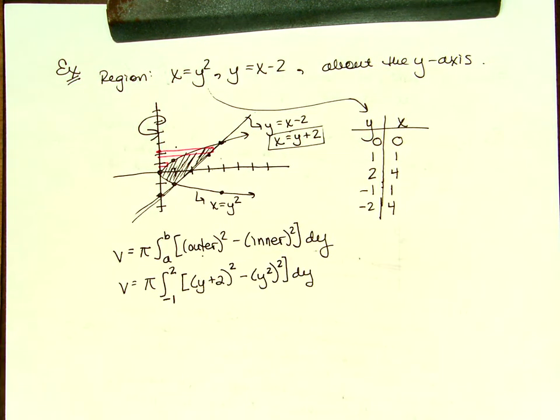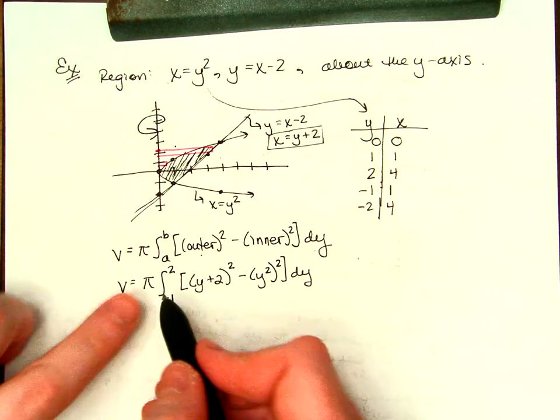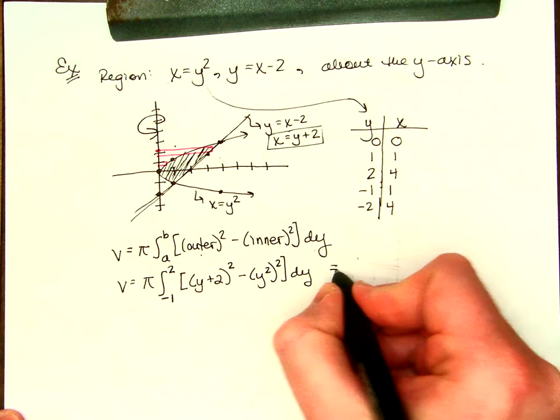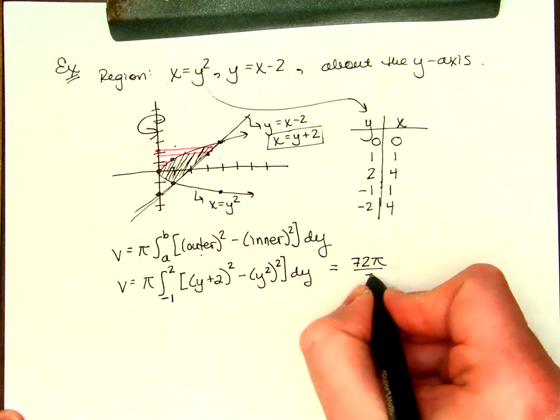Again, go to your calculator. You can use x when you type it in, doesn't matter what you call it. Leave the pi till the end. And when you go to the calculator, you're going to get 72 pi over 5.